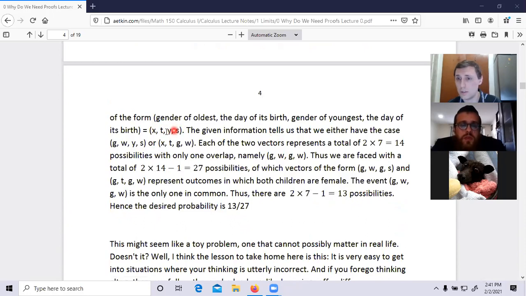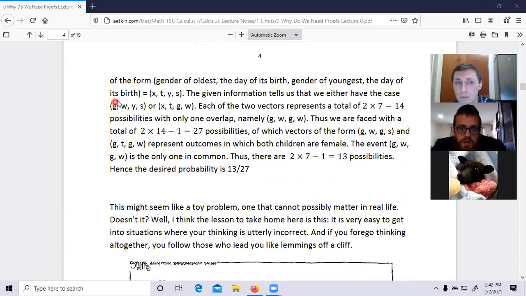Here is essentially what information you now take into account. What are your universes, simplified universes here, right? So I can imagine that X is the older child and T is the day that that child was born. Y is the younger child and the day it was born, okay? So the information that we now have is this. We now know that either I observed the oldest girl that was born on a Wednesday or the youngest girl that was born on a Wednesday. So this vector of four entries is half complete. It's oldest girl on Wednesday or youngest girl on Wednesday.